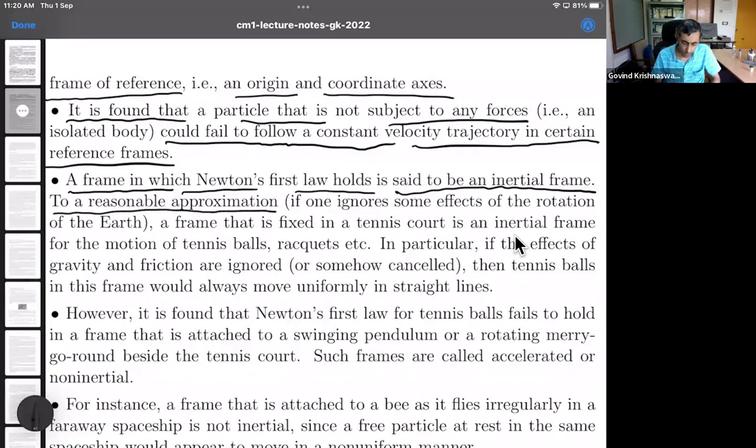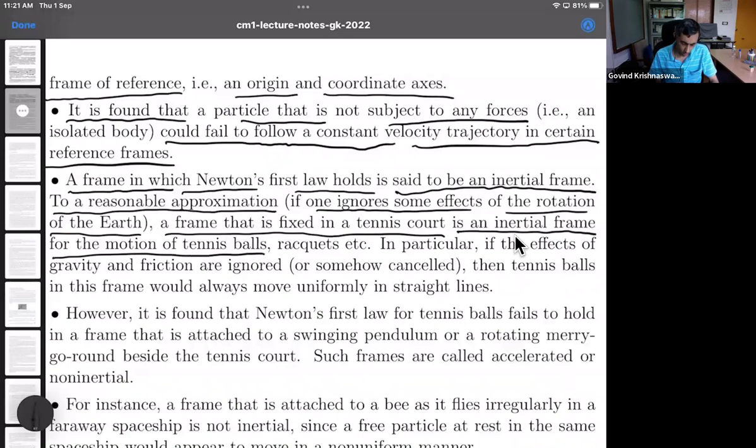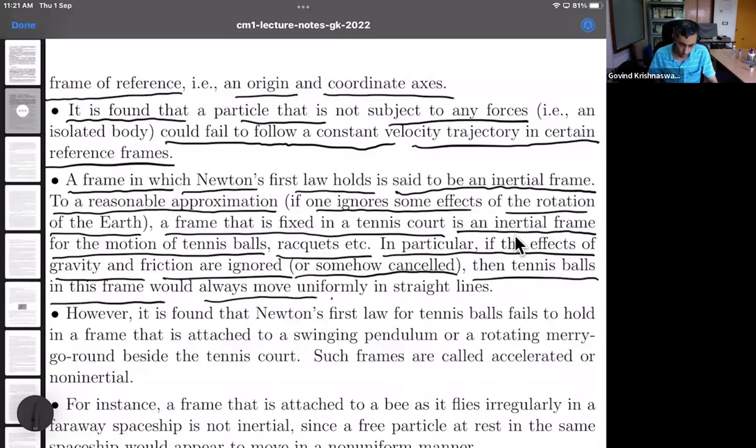Now let me give an example. To a reasonable approximation, by which I mean if one ignores some effects of the rotation of the Earth, a frame that is fixed in a tennis court, or for that matter a frame fixed in my office with the axes along the edges of the walls, is an inertial frame for the motion of tennis balls, rackets, and so on. What does that mean? It means that if the tennis ball is not subject to any force, that is, you somehow turn off gravity and air friction, then tennis balls in this frame would always move uniformly in straight lines.